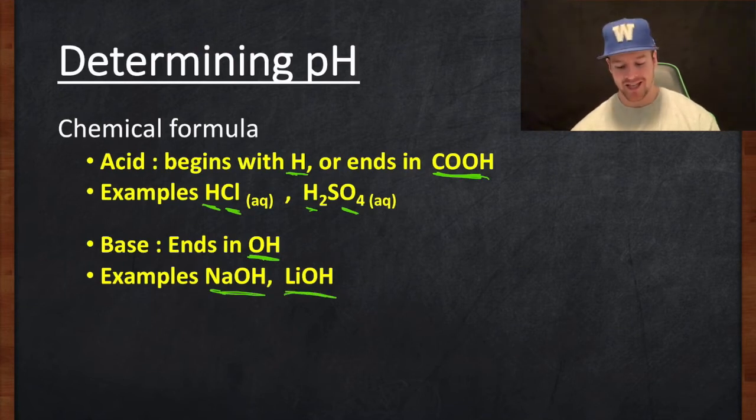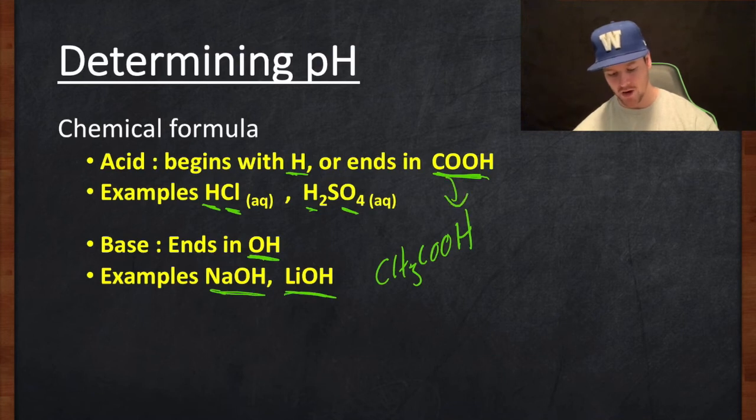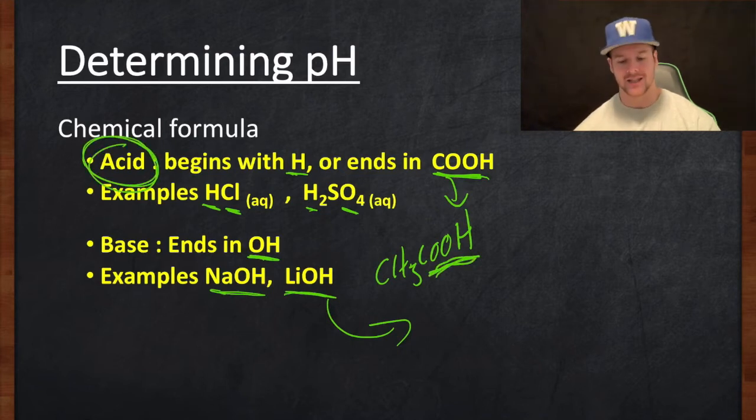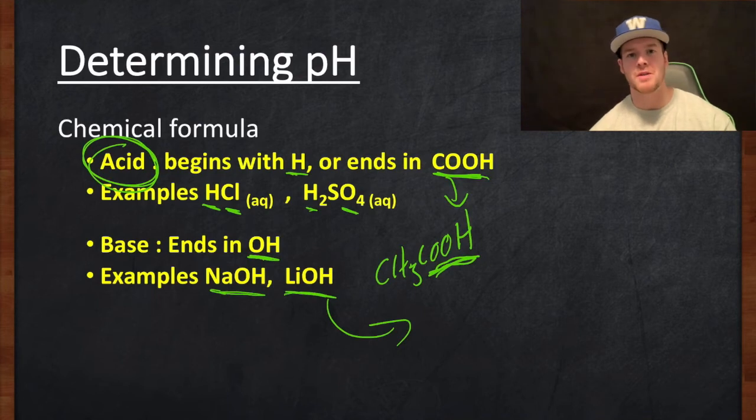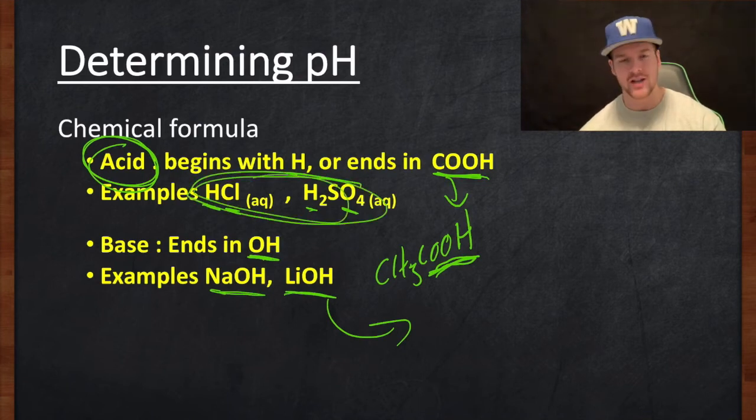Now the one that looks like it has both of these would be something like CH3COOH, because you're like, okay, well that ends in COOH, but also ends in OH. When you have it ending in COOH, that is an acid. It's a carboxylic acid, which again, you learn about a little bit later on in chemistry. You will only see one of these on a test normally. Most commonly, they just have an H at the start.